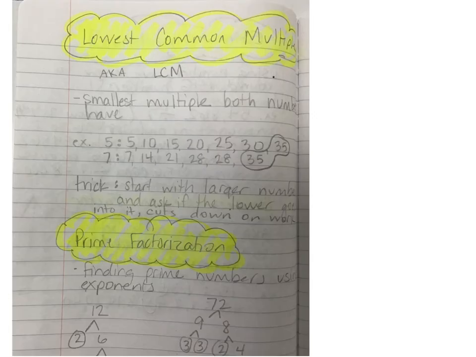Next, lowest common multiple, aka LCM. Multiple means multiplying. When I multiply, I get bigger.